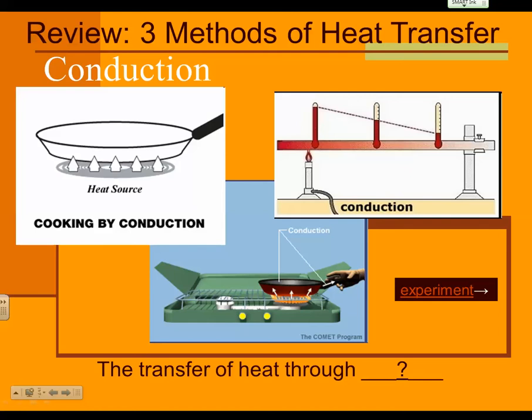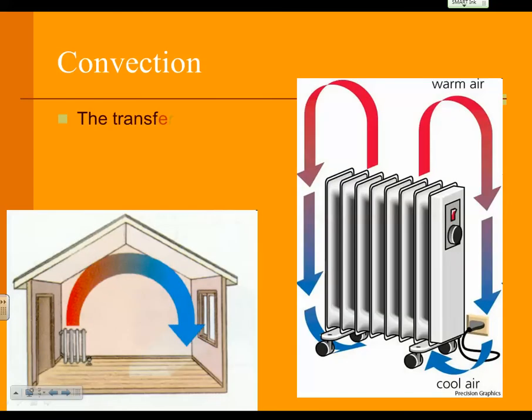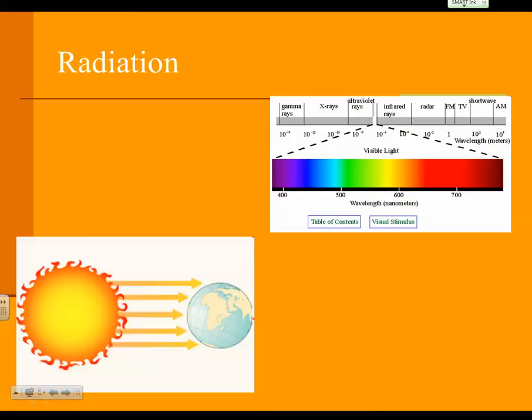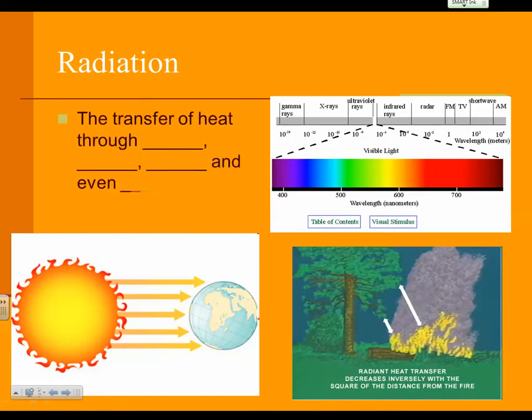So the three methods of heat transfer. We learned about conduction through solids, convection through, and if you remember right, it was liquids or gases, because they can flow, like the radiator on the right-hand side. And on the left, it's heating up the air, which is circulating around the room. And then radiation, which is the transfer of heat through, and if you think right, it's solids, liquids, gases, and even the vacuum of outer space, or radiant heat.